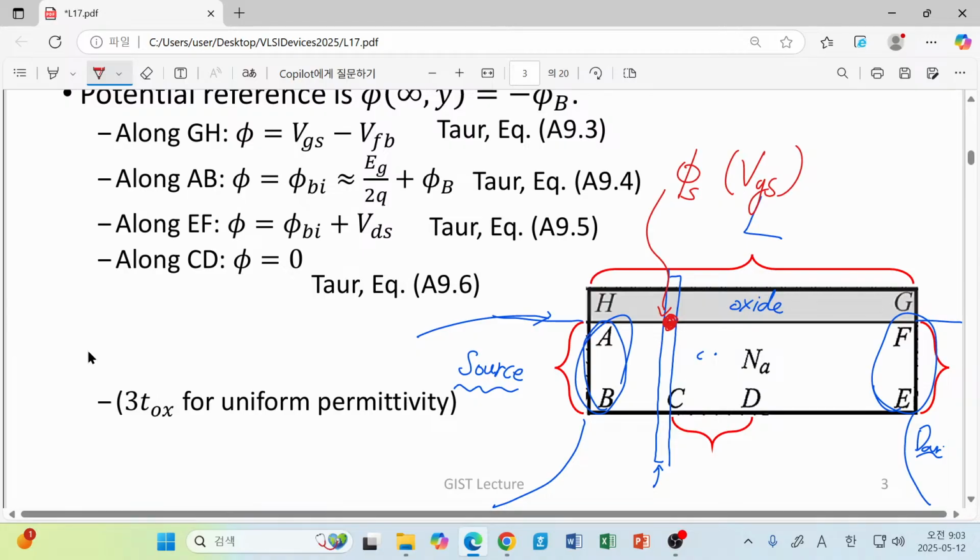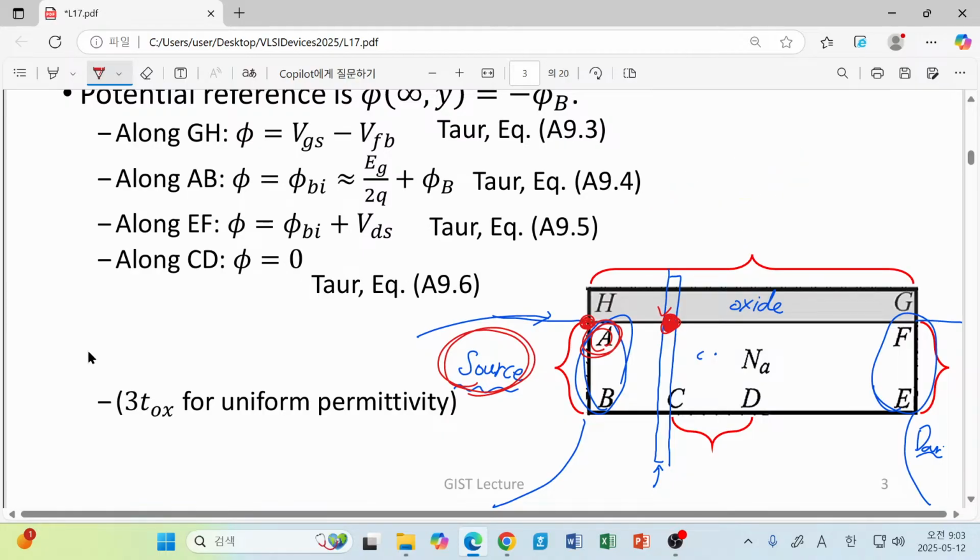But in this short channel case, the potential of this point A, which is still at the interface, is not determined by the gate voltage. By this assumption, it is solely determined by the doping density of our source region, the N plus doping, and also the applied source bias voltage. So that is a big difference. Please think about the values you can imagine for this phi s value.